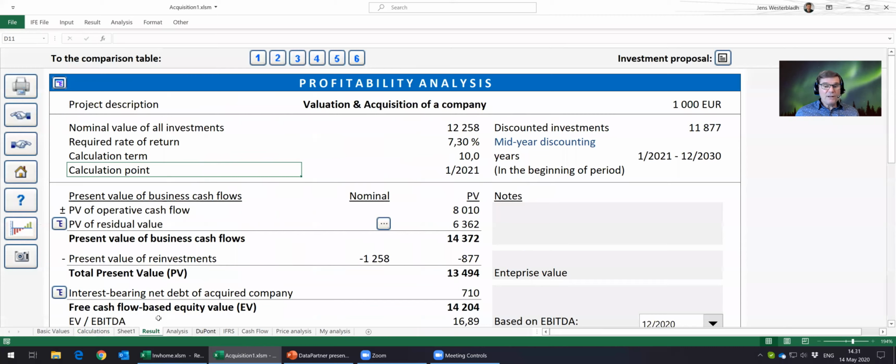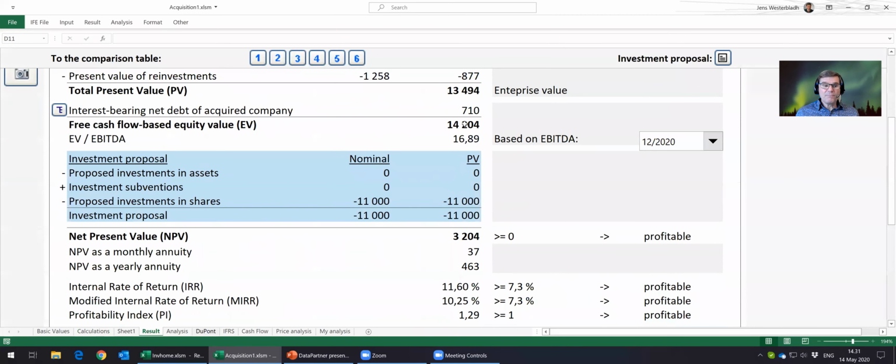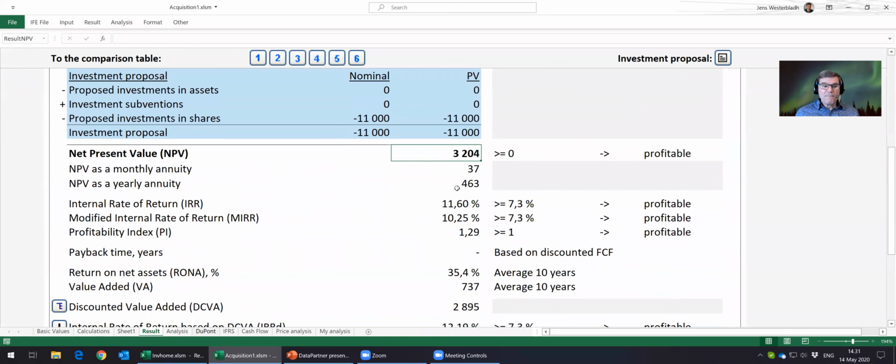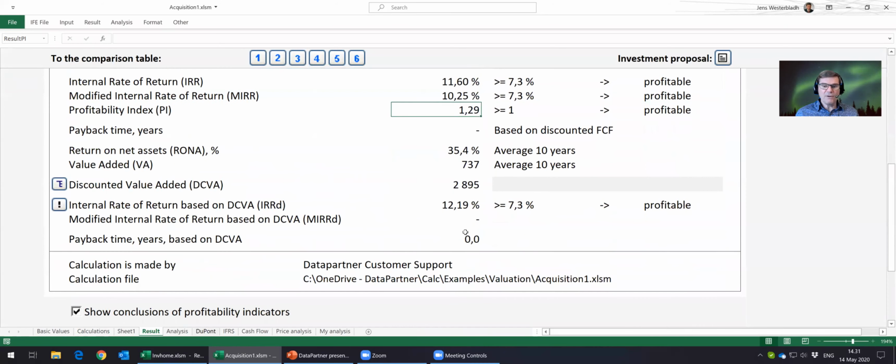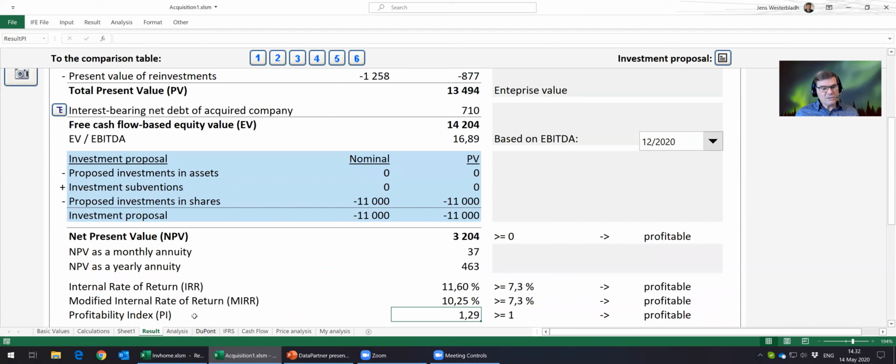And now we have a normal investment calculation. We have a present value, an investment, and a net present value, and the net present value as yearly annuity, an internal rate of return, a profitability index, and some other indicators. And we can continue with the sensitivity analysis, etc., to look at this investment profitability.